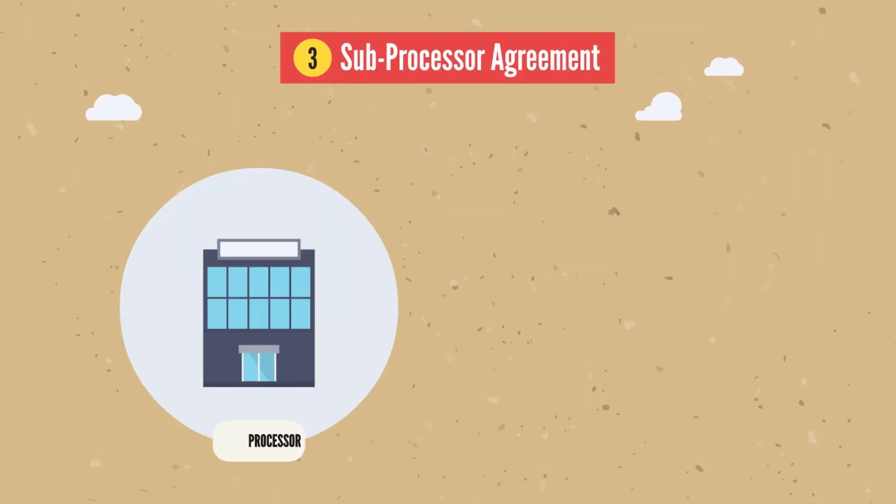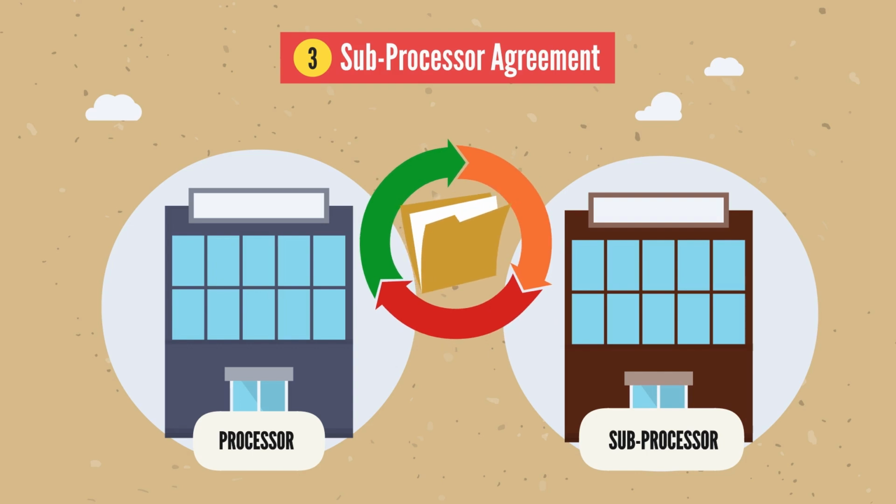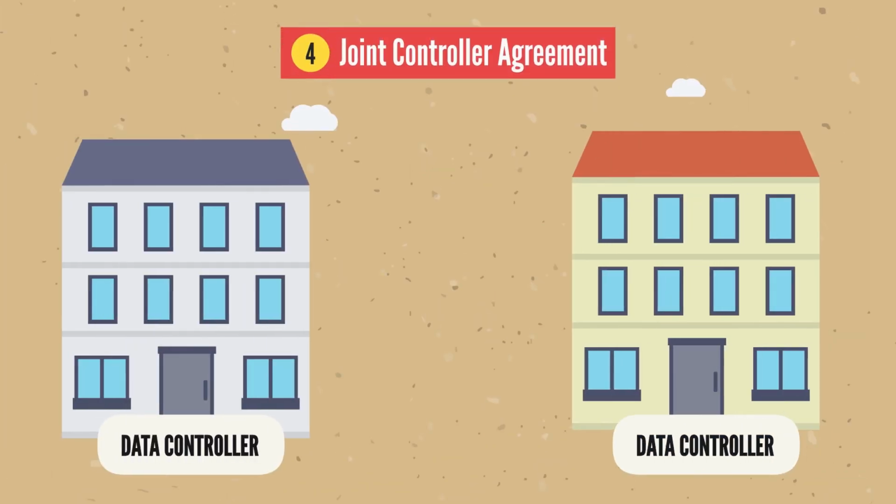Subprocessor agreement between a processor and subprocessor who processes personal data on behalf of the controller. Joint controller agreement between two controllers who jointly determine the purpose and means of processing.